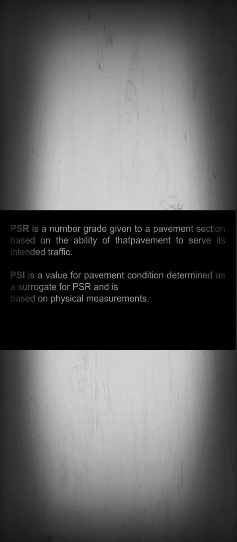PSR is a number grade given to a pavement section based on the ability of that pavement to serve its intended traffic. So the PSR is based on observation; it is graded from 0 to 5, where 5 is a good condition and 0 is the lowest grade. While the PSI is a value for pavement condition determined as a surrogate for PSR and is based on physical measurements.